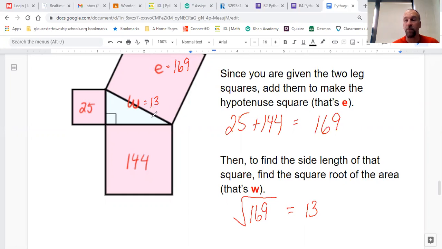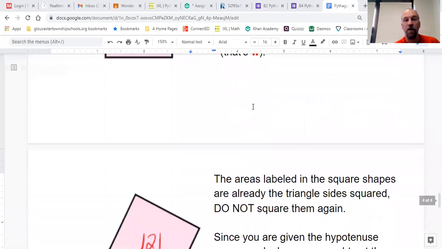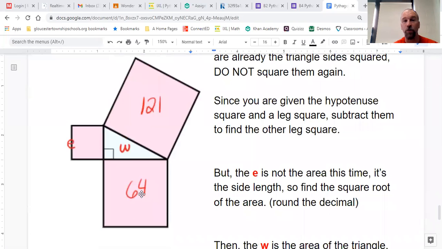I hope that helps some people. And then the second puzzle on that page was a little bit different because they gave you the hypotenuse instead. Again, the areas labeled in the square shapes are already the triangle sides squared. Do not square them again. Do not square the 64 again. Do not square the 121 again. They're already the squares.